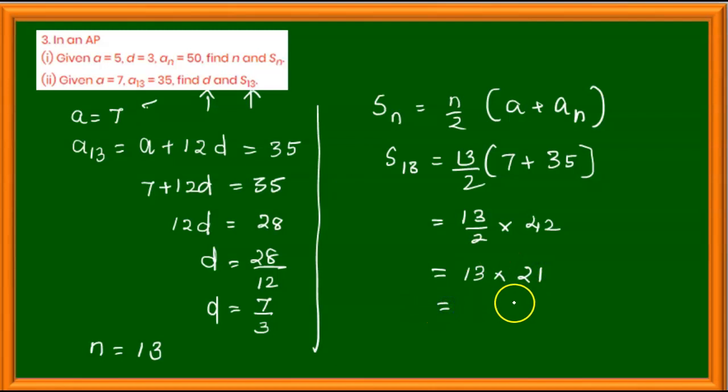13 into 21. 13 into 1 is 13, right? And 13 into 2 is 26. 26 plus 1, 27. Yeah, 273. That's all, right? So this is the way we can calculate it. Yeah, complete.